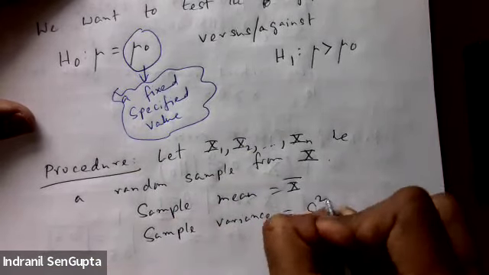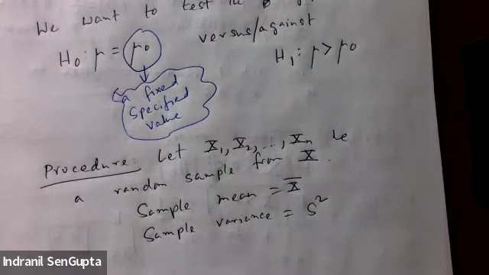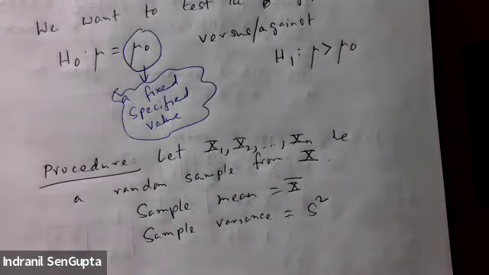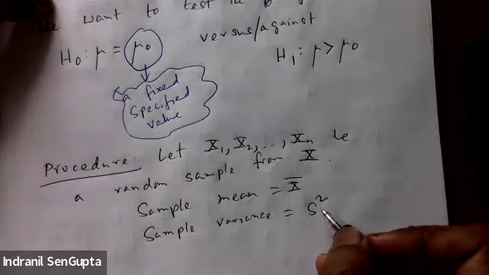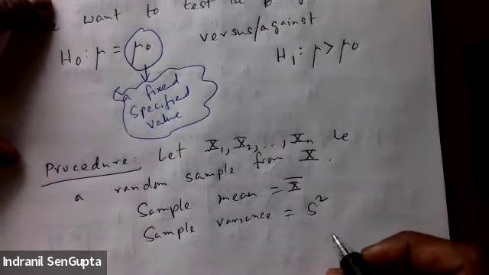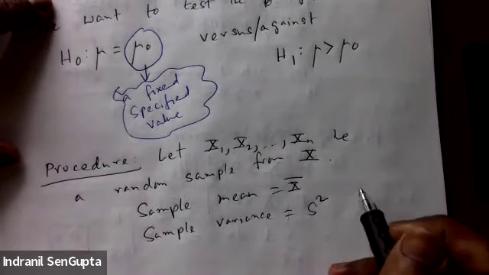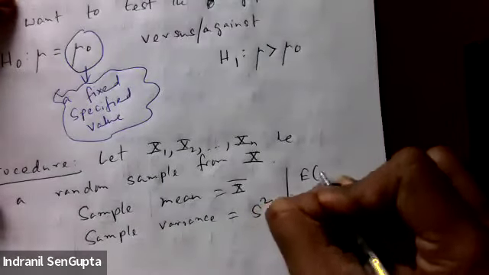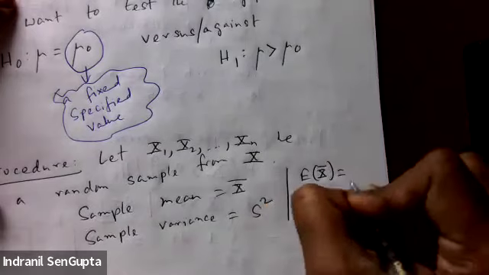is given by S squared. So these two are very common, as we have done before. We have the sample mean and we have the sample variance. By the way, sample variance means that you're dividing by n-1, so remember that. Now note that we know that E of X bar is really mu.